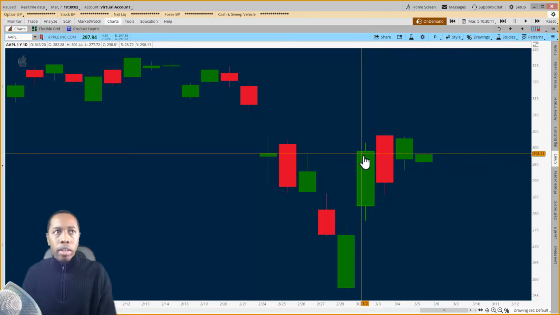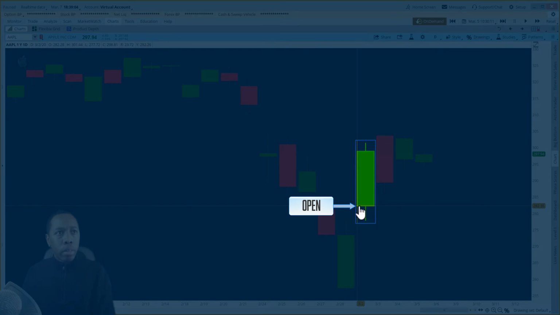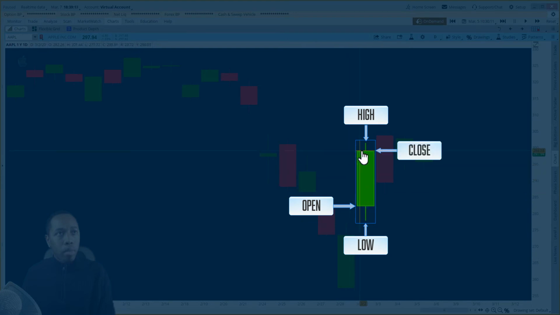So just so you can digest this, it opens here at the bottom. Price spiked to the high, then shifted all the way back down to the low, and then it came back up and closed at the top, the top of the body. So that's open, high, low, close. Open, high, low, close, OHLC. This is the way it works on bullish candlesticks.